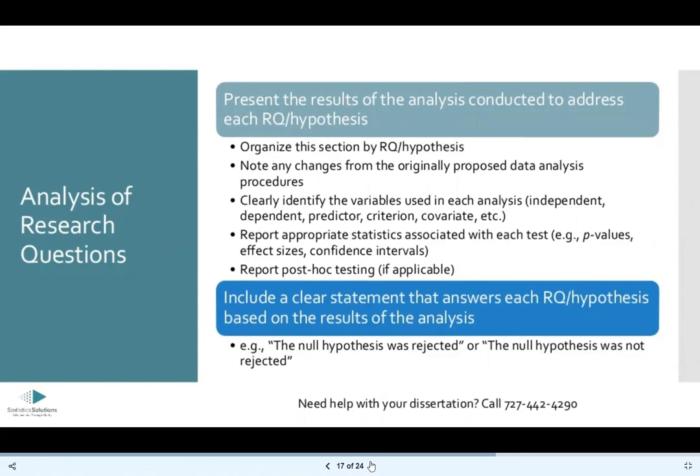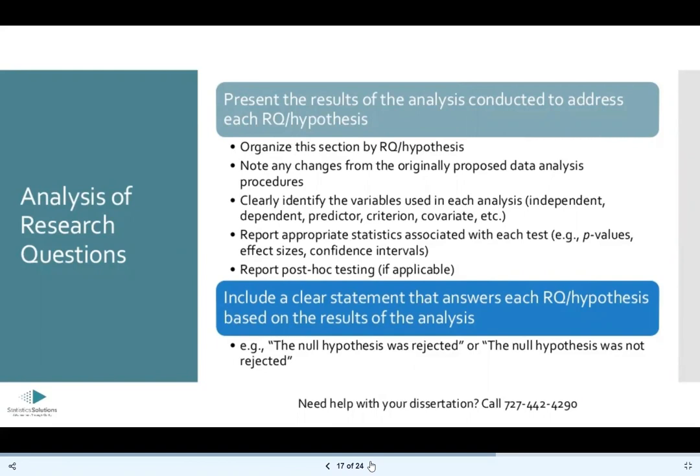If your analysis requires any post-hoc testing, then you'll want to present the results of those post-hoc tests. So one example would be if you're doing an ANOVA and you find a significant result in your ANOVA, you may want to do a post-hoc test to determine exactly the nature of the differences that you found in that original ANOVA. So in this case, you would want to report that post-hoc testing.